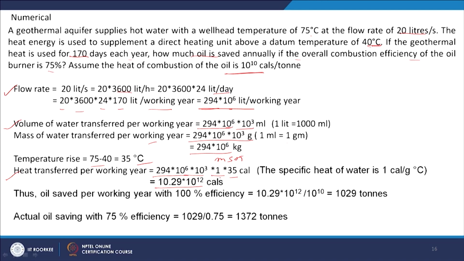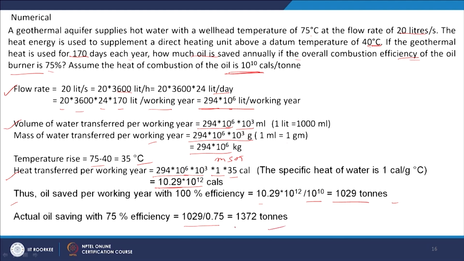Now, the same amount of heat is coming due to the combustion of the oil, and the heat of combustion given is 10 to the power 10 calories per ton. So, what will be the oil requirement? Here it is also given that the efficiency of the oil burner is 75%. If we assume 100% efficiency, the oil requirement is 10.29 into 10 to the power 12 divided by 10 to the power 10. So, we get 1029 tons, but the efficiency is 75%, so we divide it by 0.75. So, we are getting 1372 tons.